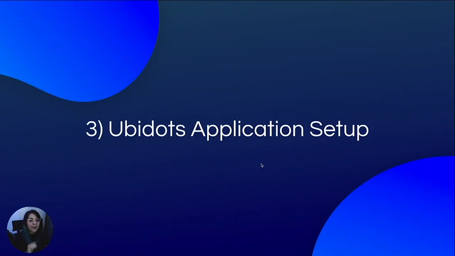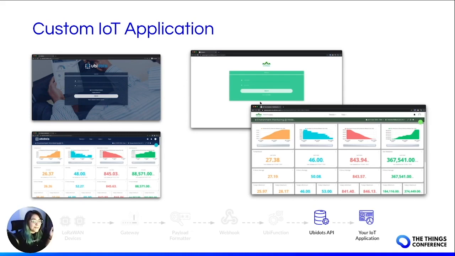Now it's time for the third step, Ubidots application setup. As you can see on the left side, we have the common application that Ubidots offers to their users. We can see their login page as well as their dashboard view. And on the right side, we can see the application that Pure Air System offers to their clients, which is completely different from what we can see on the left side. So the end customers that Pure Air System has are going to see the new platform, not the Ubidots platform.